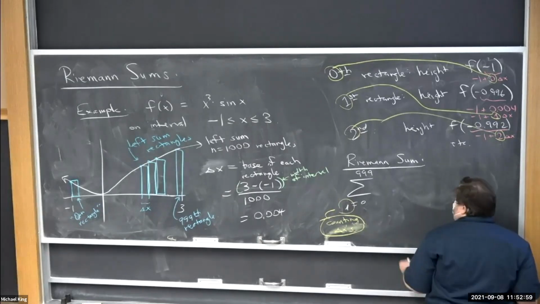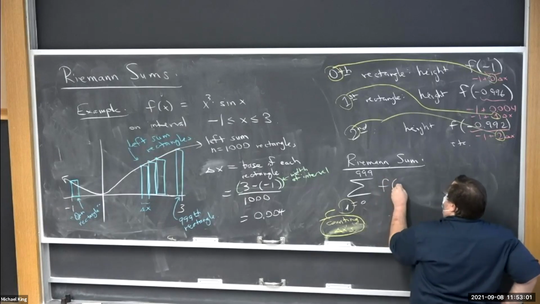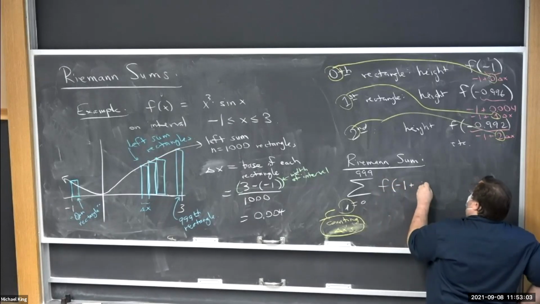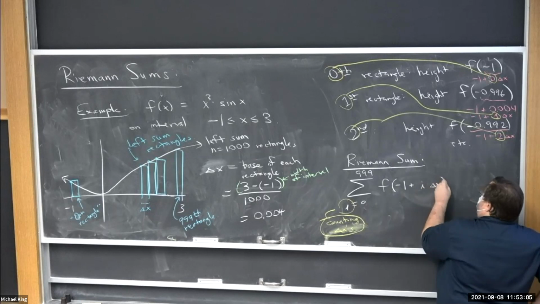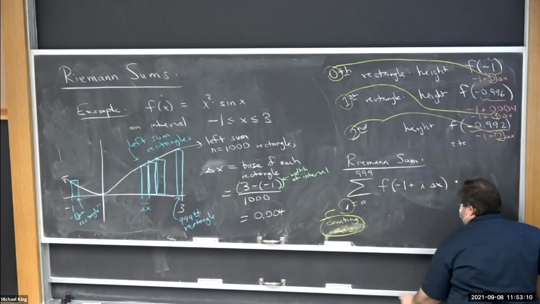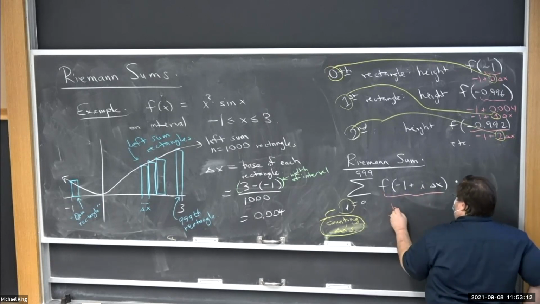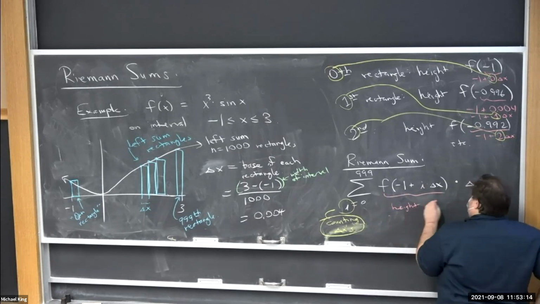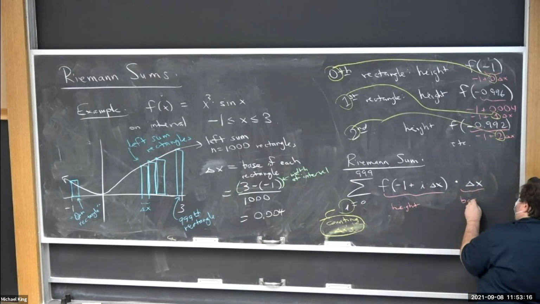And so what you end up with is f of -1 plus i times delta x, times delta x, right? This is the height and the base. This is the thing we were talking about last time. This is the height of each rectangle, and this is the base of each rectangle.